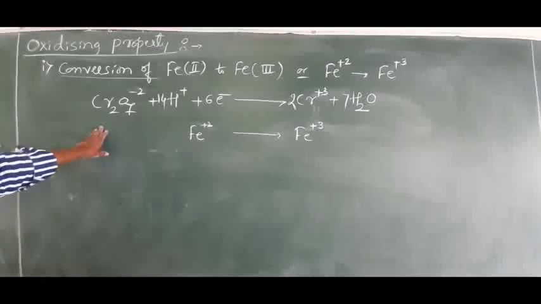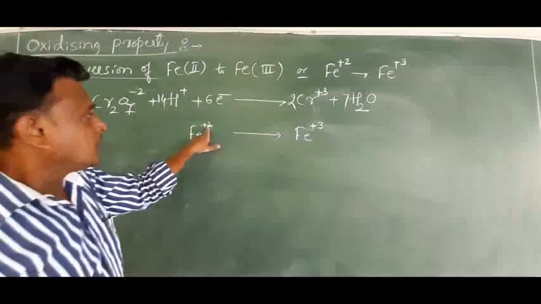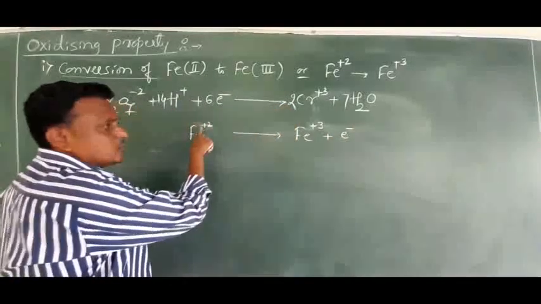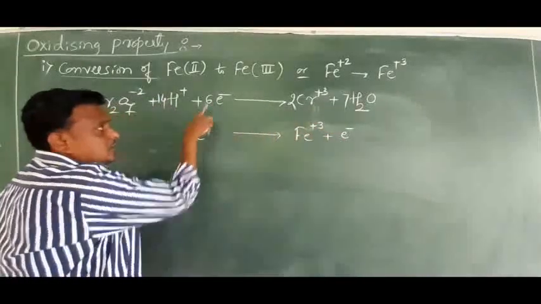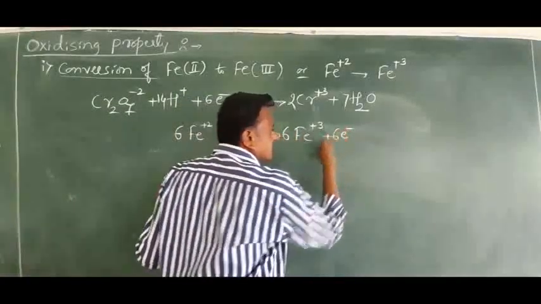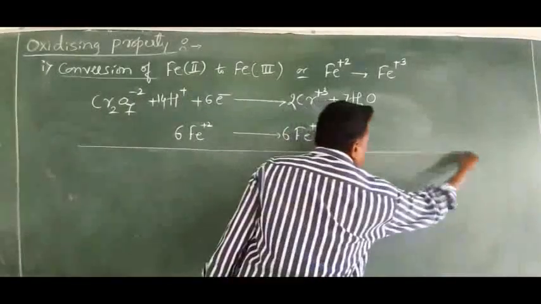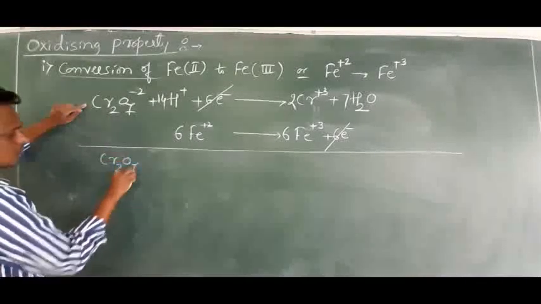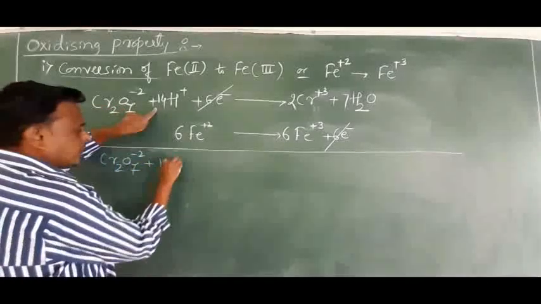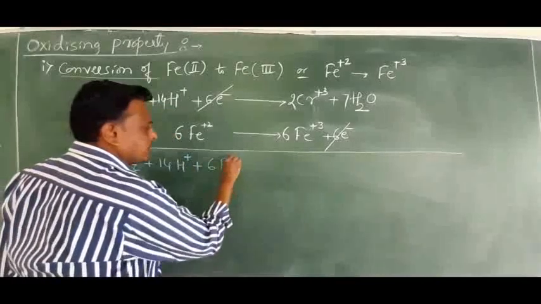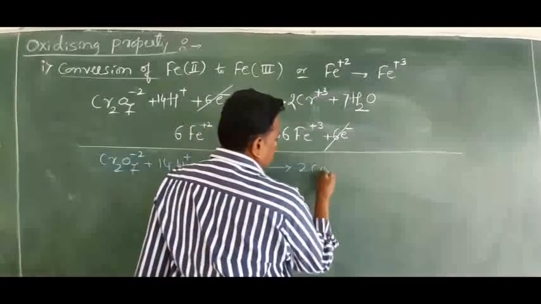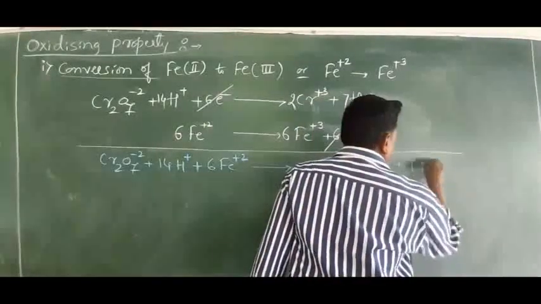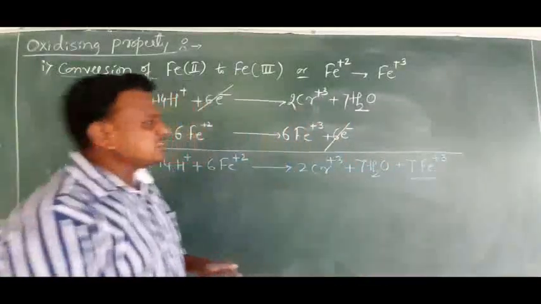You have to check it with electrons. How many irons are balanced? Every time the conversion is with a single electron, 2 to 3, an increase in oxidation number with loss of electron. Totally we require 6 electrons. The 6 electrons are cancelled out, and it is easy to write this reaction: Cr2O7 2 minus plus 14H plus plus 6 Fe plus 2 is converted into 2 Cr plus 3 and 7H2O, and it becomes 6 ferric ions. This is your reaction, a very simple oxidation reaction.